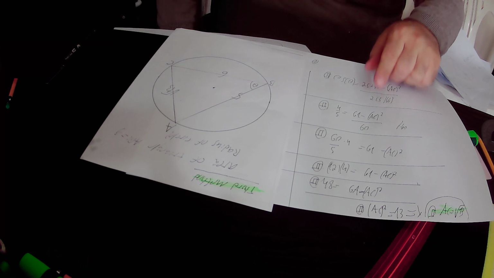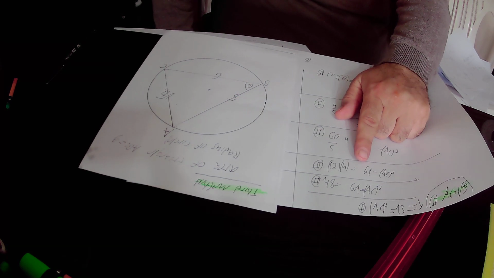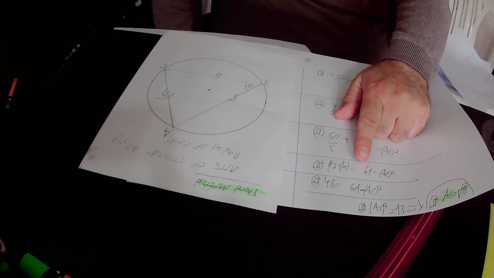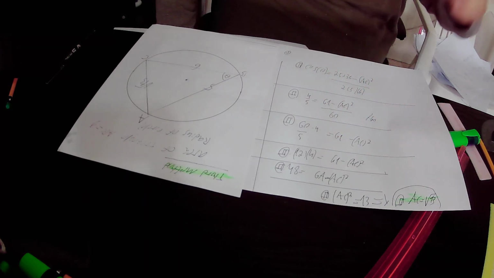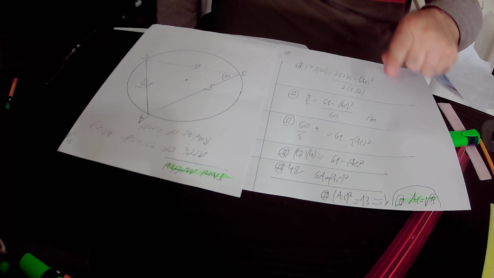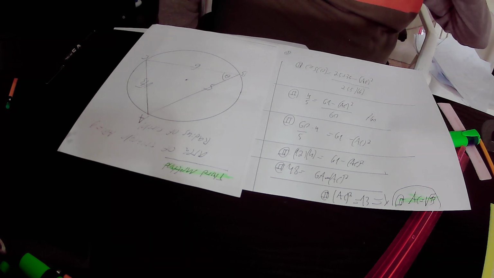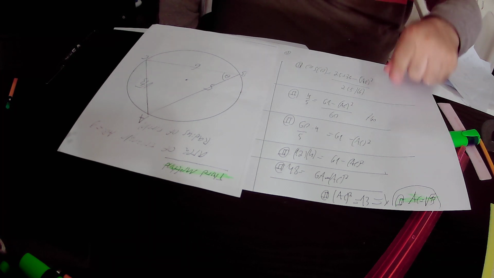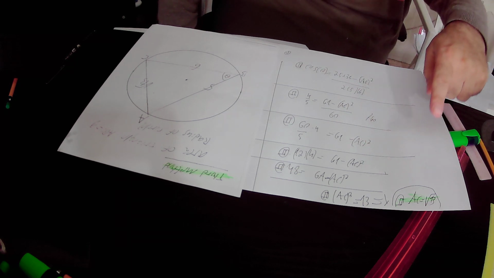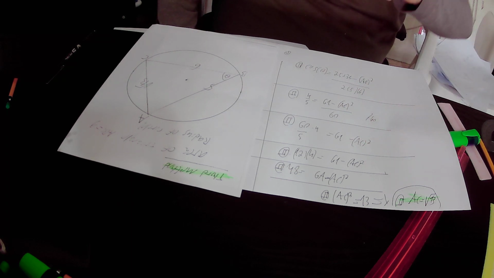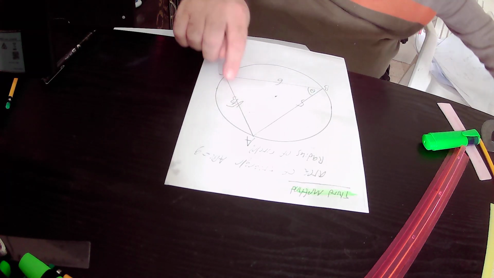We added AC squared and also subtracted 48 from this equation number 2, and we found out that AC squared equals 61 minus 48, which is 13. So AC squared equals 13. We took the square root of this equation number 2, and we found out that AC equals the square root of 13 units. Here AC equals the square root of 13 units.